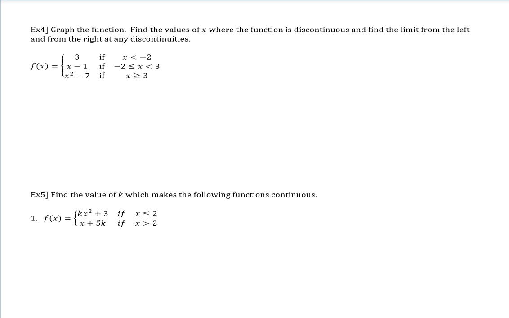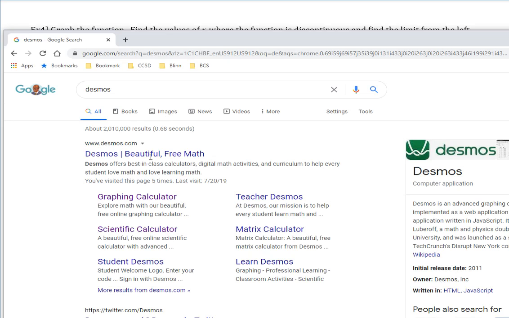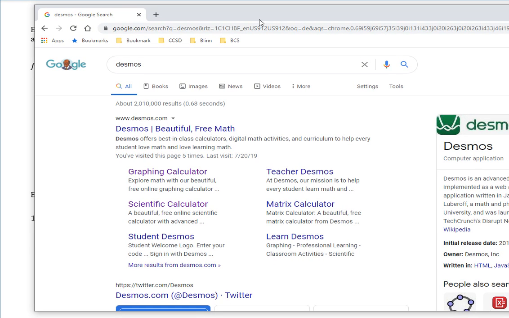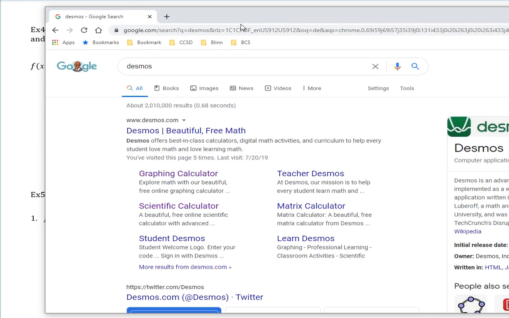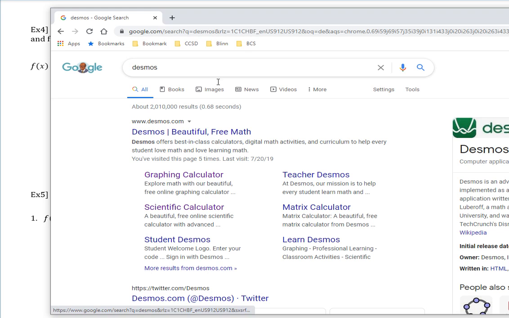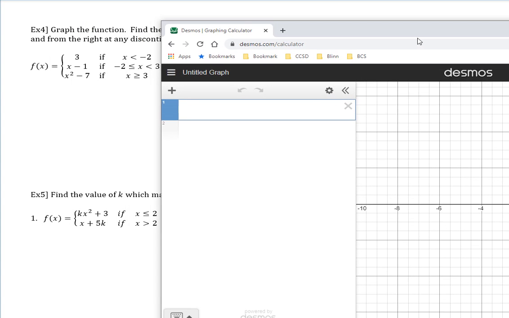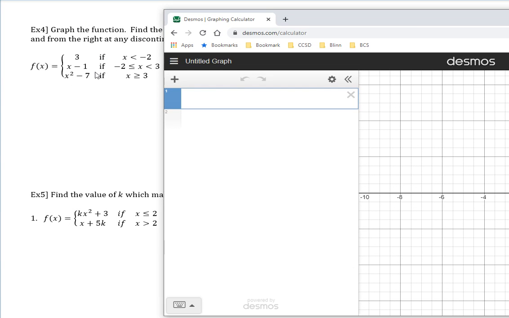Okay, so to graph this function, I'm going to use the graphing calculator. I'm going to use Desmos. If you have a handheld one, that's fine. You might have to do a little search on how to use it, but I think this is the easiest way, especially if you're already on a computer. So I typed in Desmos, and now I'm going to go to Graphing Calculator. And then let's show how we can graph this function.